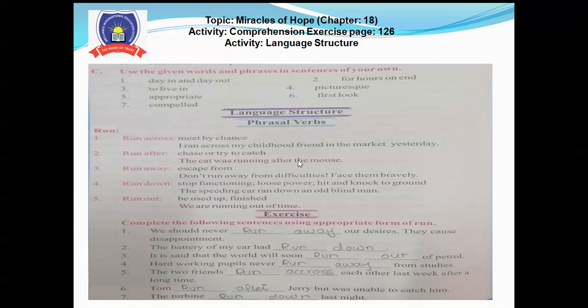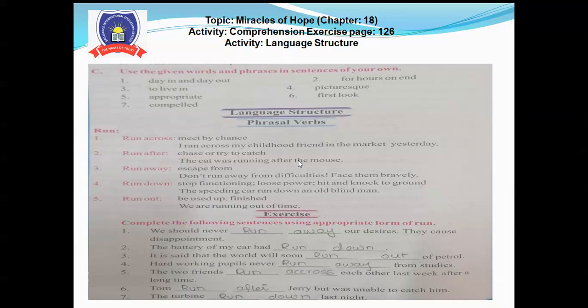Now there is another topic for you, that is language structure. Today we will learn about phrasal verbs in language structure, and we will learn only a particular word, run. Here are some phrasal verbs with run. Number 1 is run across, which means to meet by chance. Here is a sentence for this phrasal verb: I ran across my childhood friends in the market yesterday. Did you get it? Number 2, run after, which means to chase or try to catch. The cat was running after the mouse.